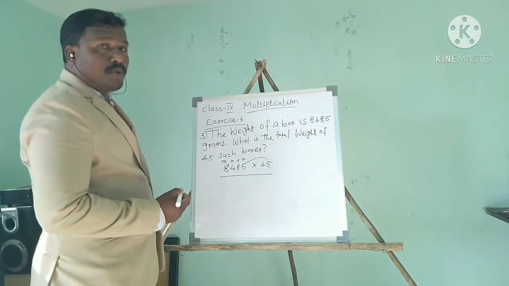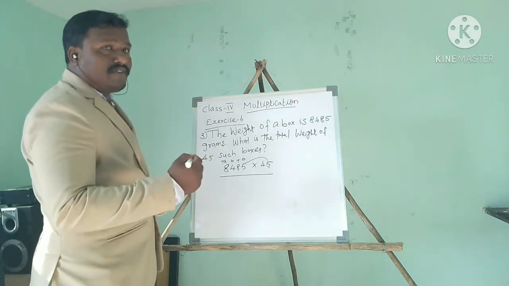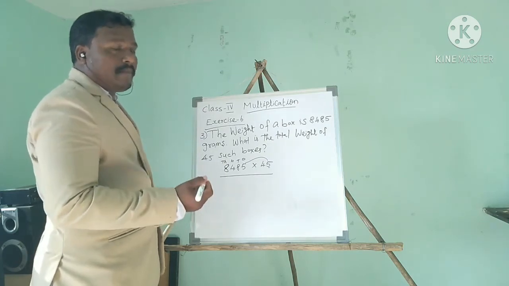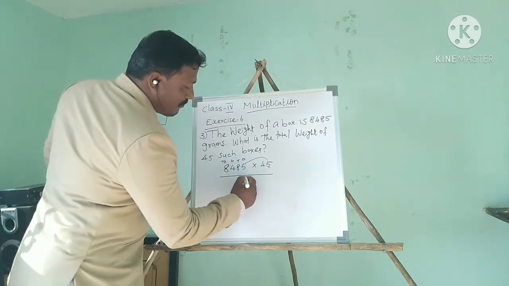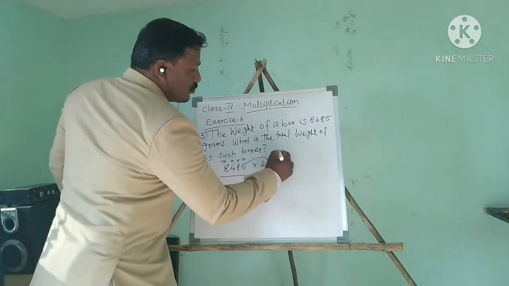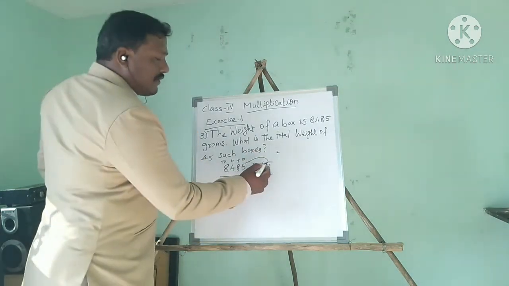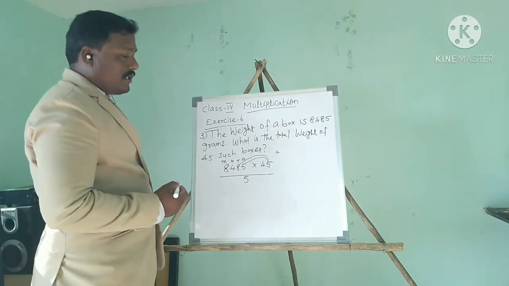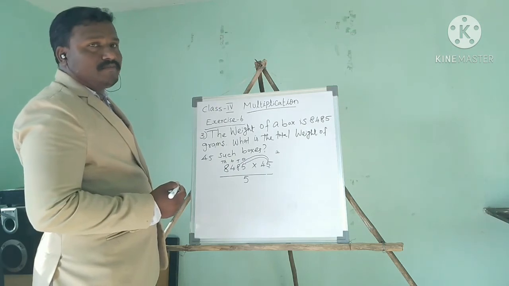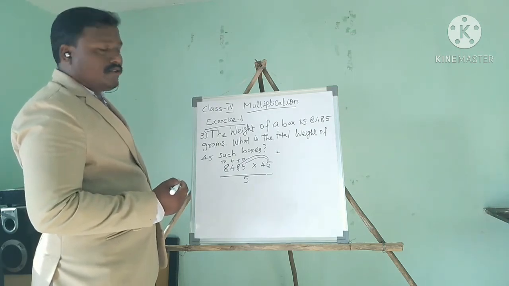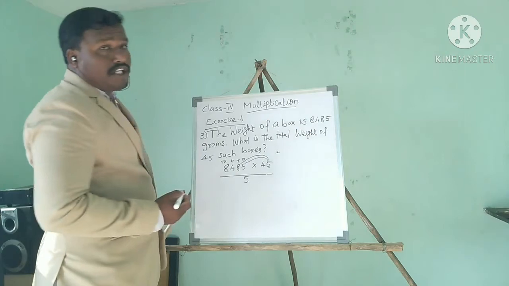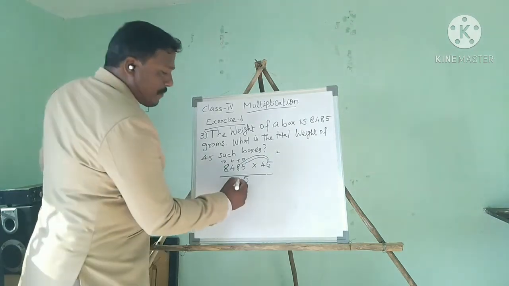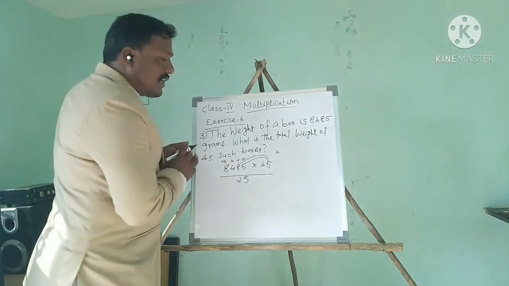5 5s are 25. We cannot write 25 as it is. We will write 5, then 2 we keep as remainder. Now again we take the same 5 and multiply by 8. 5 8s are 40. 40 plus 2 is 42. 42 we cannot write as a whole number. We will write 2 first, then we keep 4 as the remainder.